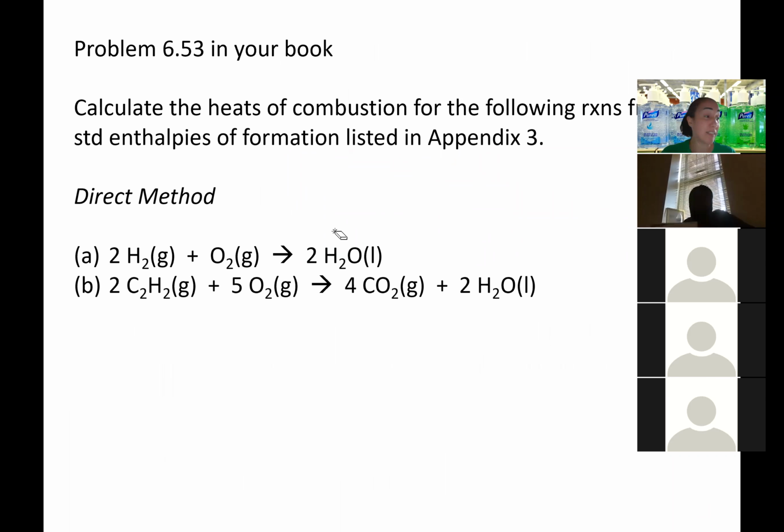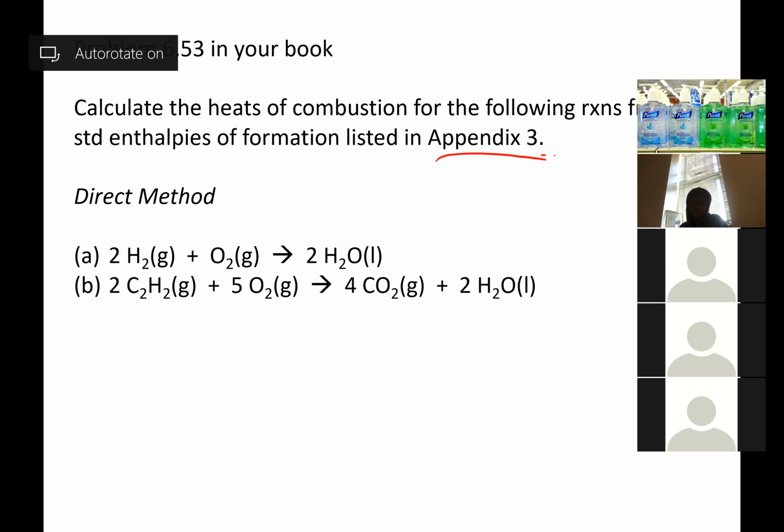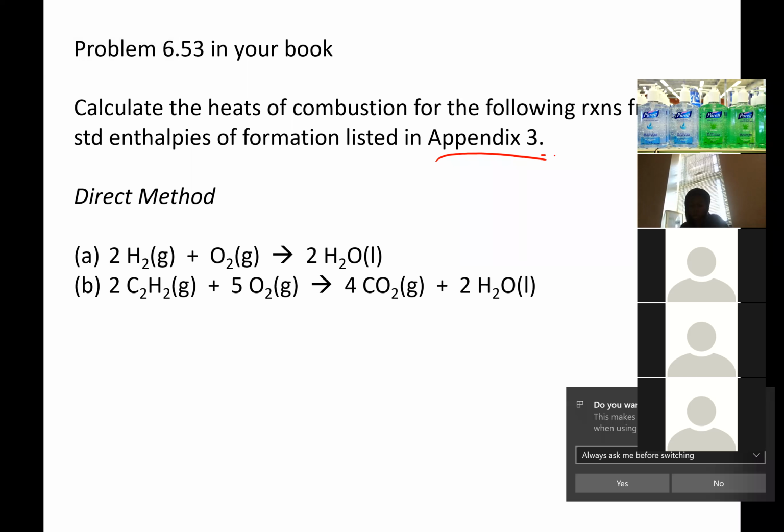So I need you guys to practice looking at the appendix because you're going to need to know how to look them up. So you got to tell me, someone help me do part A. I want to find, it's appendix 3, by the way, the enthalpy of reaction for that part A. So what do I do? What's the general equation that we just talked about?